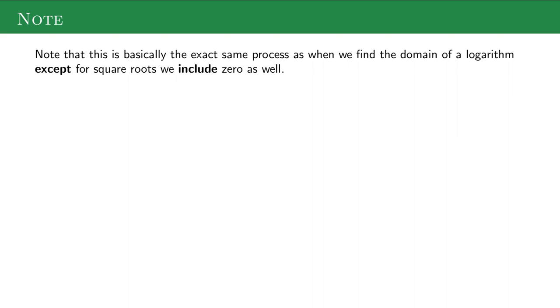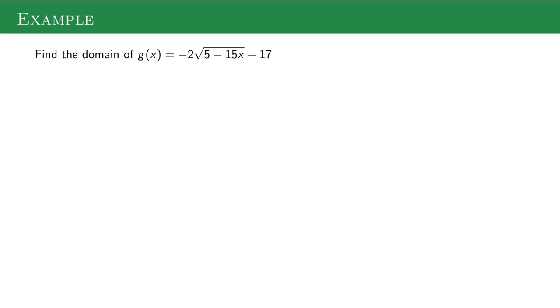You may notice this is very similar to what we do for logarithms. The only difference is for logarithms, you just have a greater than sign. For square roots, you have the greater than or equal to sign. So you include 0 as well for square roots, but not for logs. So they're very, very similar. Just that one small difference is that little line.